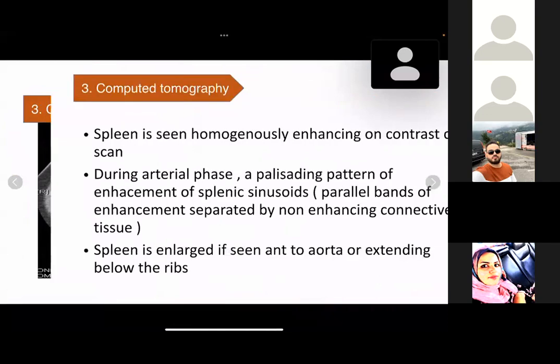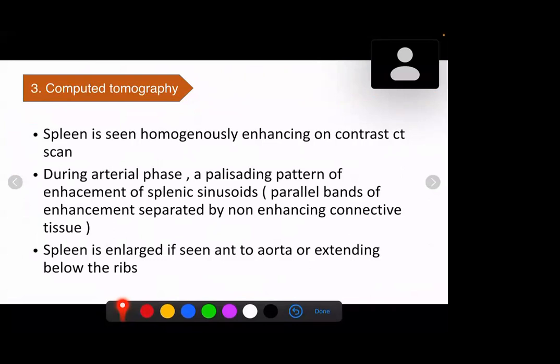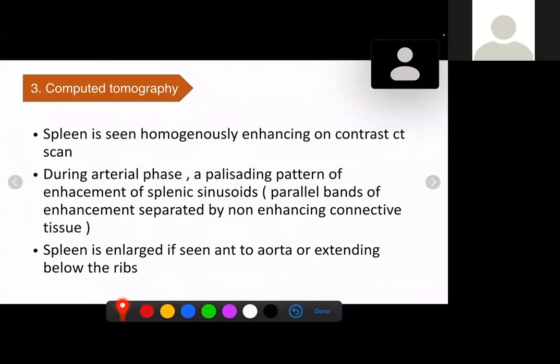When we use contrast, the spleen is usually seen homogeneously enhancing on contrast CT scan during the venous phase. During the early arterial phase, we have a pulsating pattern of enhancement of the splenic sinusoids, which is the microscopic arrangement of the spleen. So we can see parallel bands of enhancement separated by non-enhancing connective tissue. The spleen is said to be enlarged if we see it anterior to the aorta or extending below the ribs.